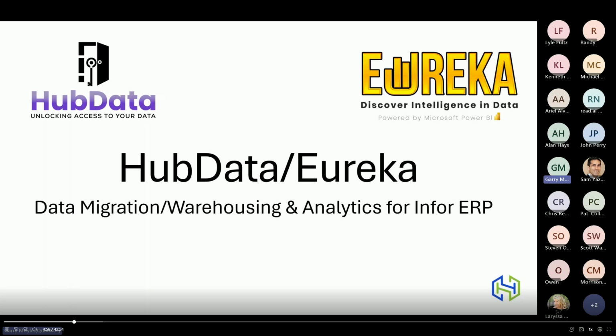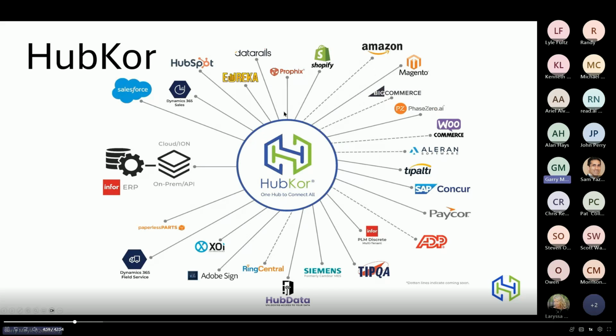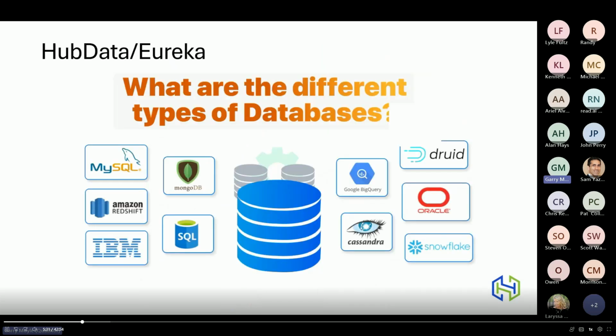So let me just move on through the presentation and get some color to it. So many of you are aware of this tool. It's called HubCore, and it's an integration tool, okay? We're going to focus on only one piece of this, of course. So the HubCore tool is meant to be an integration tool from many edge solutions into your Infor ERP system. But today, we're not talking about HubCore. The idea is to focus on one of the edge solutions that exist on the periphery of this wheel, and that is HubData, okay?